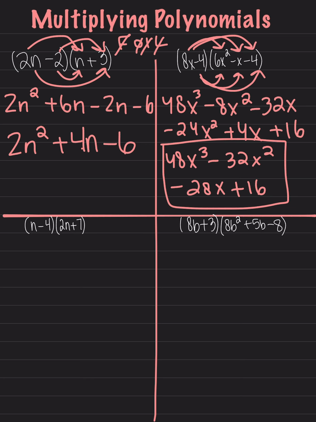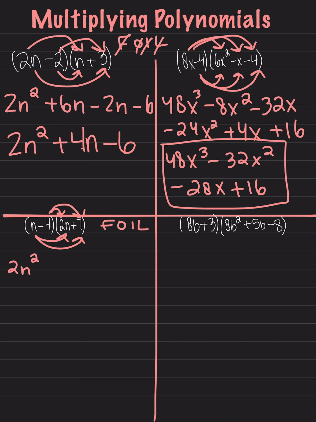Next, I have n minus 4 times 2n plus 7. Once again, with the first problem that we did, we're going to use the FOIL method. So first, outer, inner, and last. So first is n times 2n, which is 2n squared.